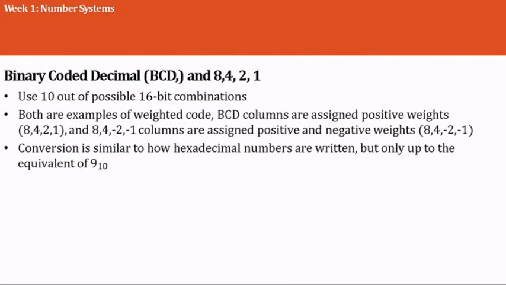So we have the binary coded decimal, also known as the 8421. It uses 10 out of the possible 16 combinations. Both are examples of weighted code. BCD columns are assigned positive weights, while in 8 4 negative 2 negative 1, columns are assigned positive and negative weights. And conversion is similar to how hexadecimal is written, but only up to the equivalent of 9 in base 10.